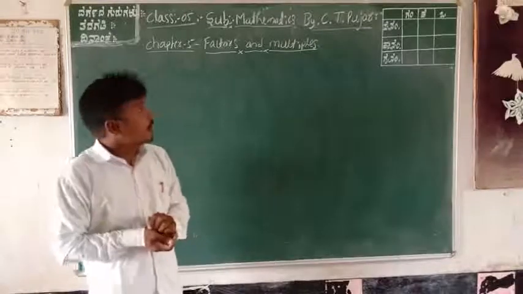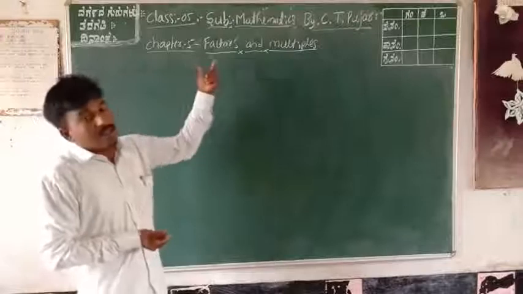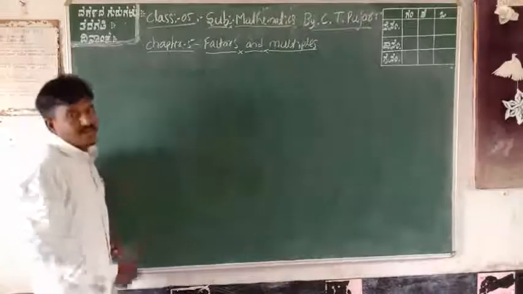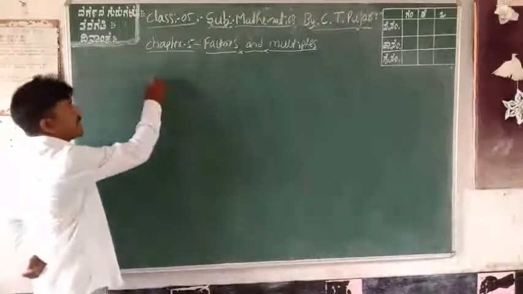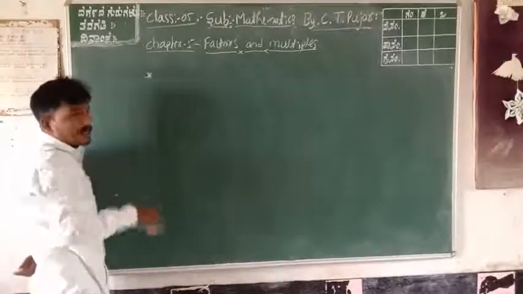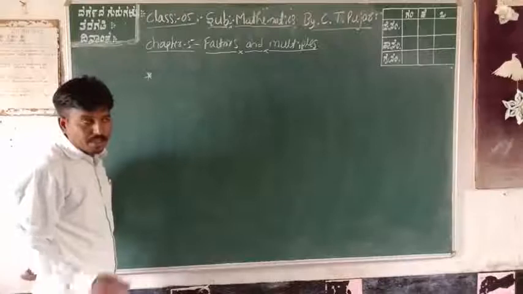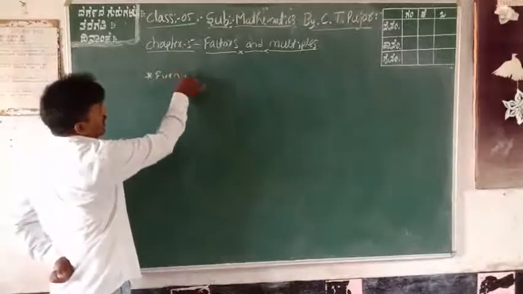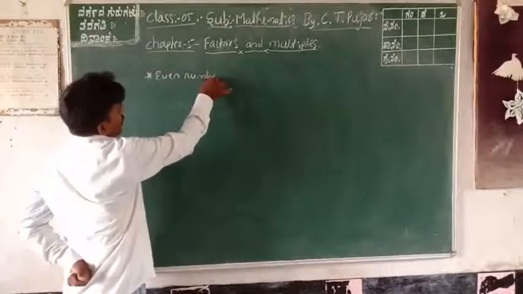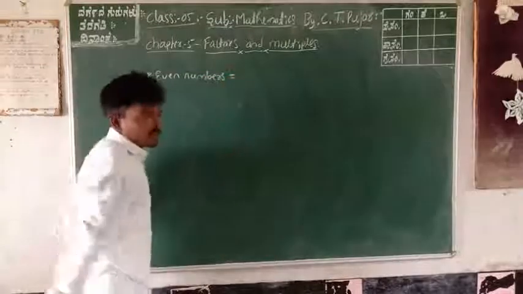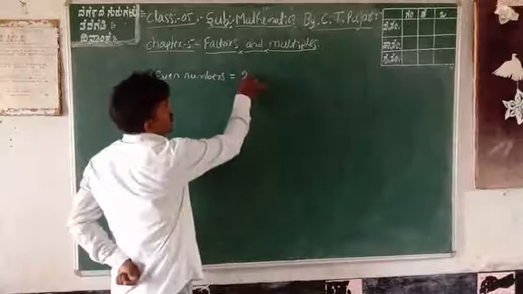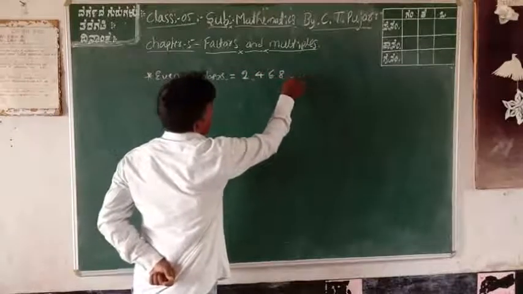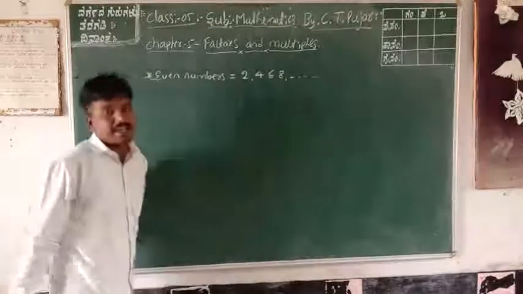Dear students, today you study one by one the types of numbers, including factors and multiples of numbers. The first one is what? Numbers only. You know about types of numbers. First of all, you study even numbers. What are even numbers? 2 is even, 4, 6, 8, and so on. These all are even numbers.